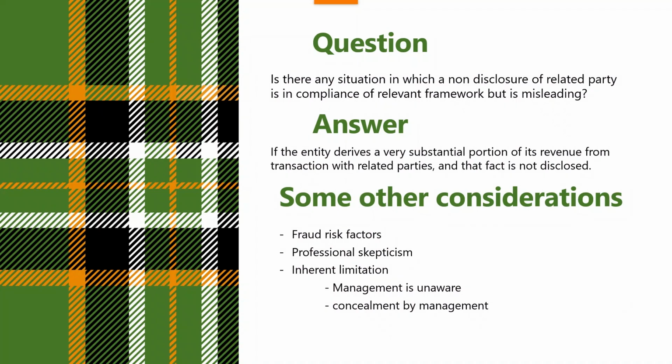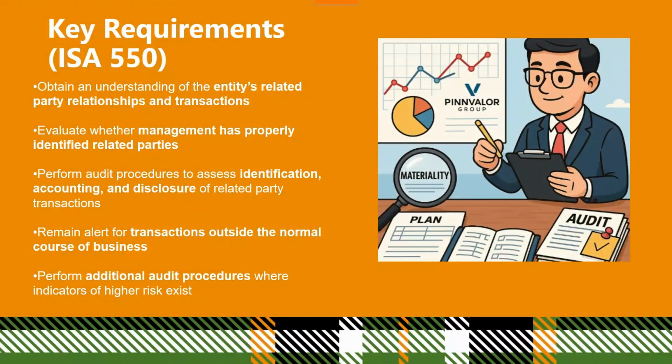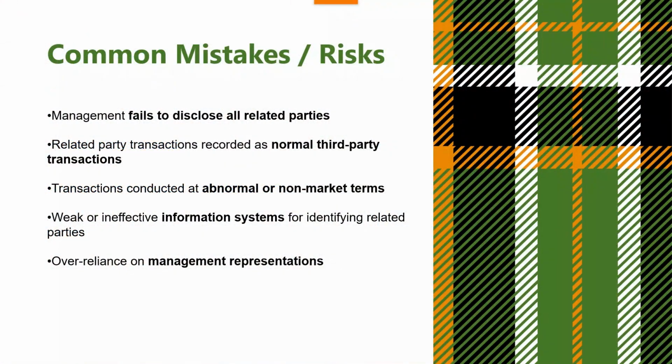Let's move forward to the key requirements of ISA 550. This slide explains what ISA 550 requires the auditor to do. First, the auditor must understand the entity's related party relationships. Second, the auditor must evaluate whether management has identified them properly. Third, the auditor must test the accounting and disclosure of the transactions. The auditor must also stay alert for unusual transactions. If a higher risk exists, additional audit procedures are required. Let's move forward and discuss the common mistakes that are usually made.